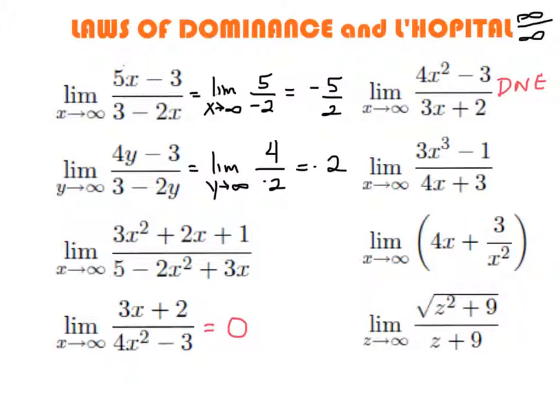And by rights, we could probably use the law of dominance for so many of these. So for example, this one, we've got an x squared on top, we've got a negative 2x squared on the bottom.